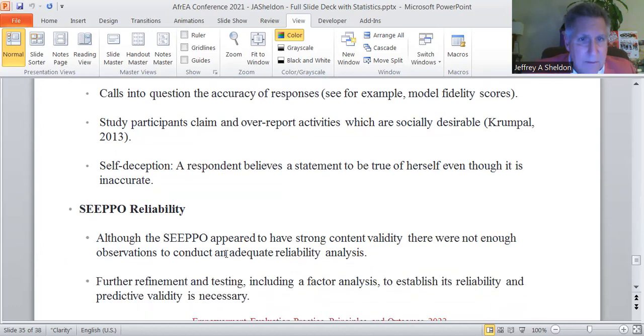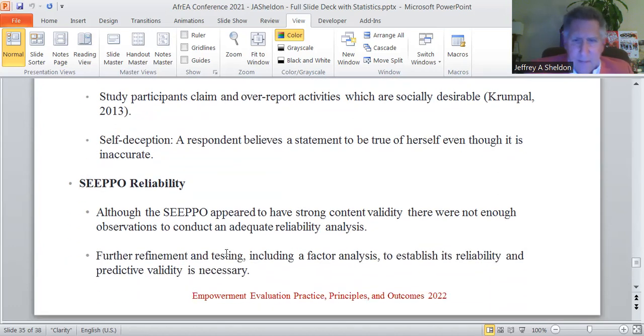And then, of course, the reliability of the instrument itself. Based on going through a process of content validation with the experts in empowerment evaluation, there are not enough observations to really conduct an adequate reliability analysis. So further refinement and testing, certainly including a factor analysis to establish its reliability and predictability, is absolutely necessary.